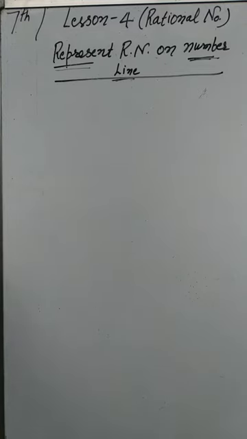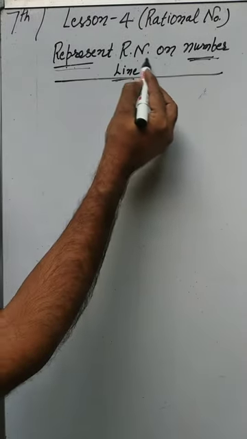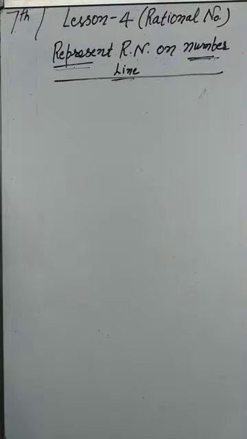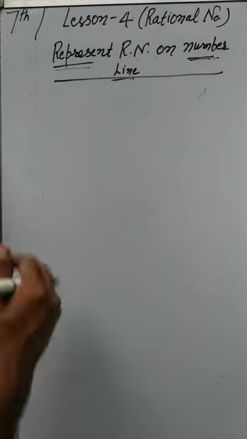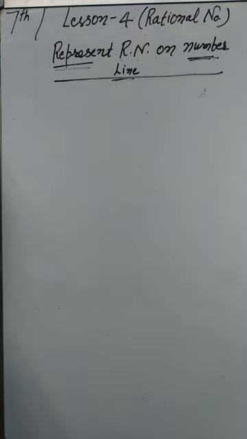Beta, today we will continue our next topic, represent rational number on number line. Beta, in class 6th you have learned how to represent integers on the number line. Here we will learn to represent rational number on the number line.